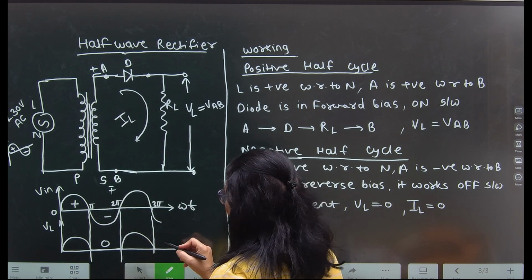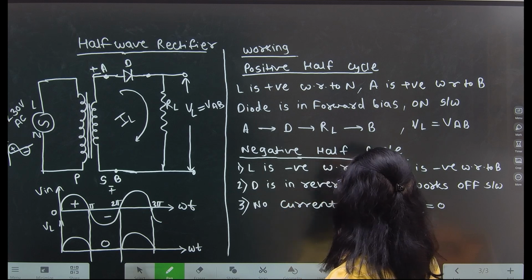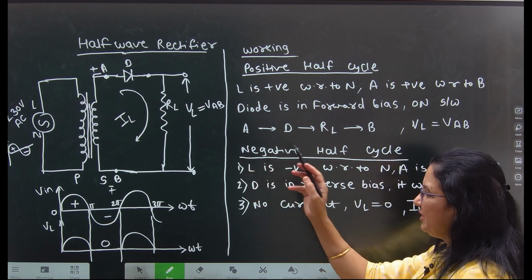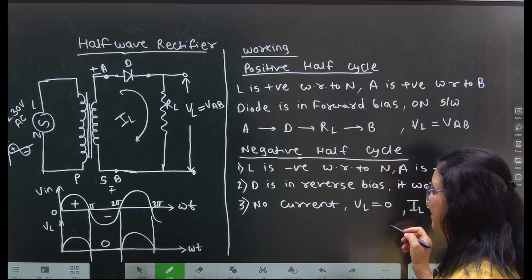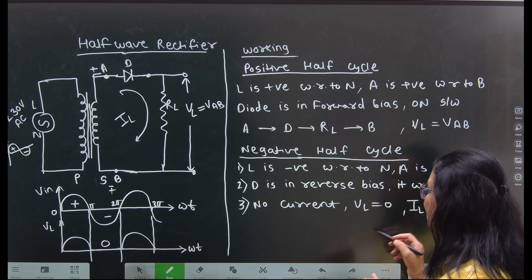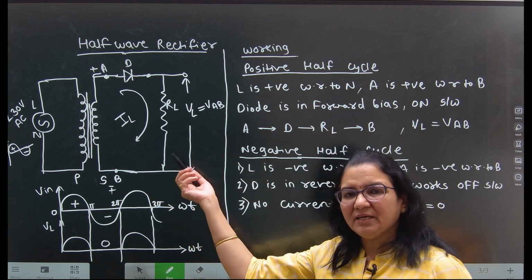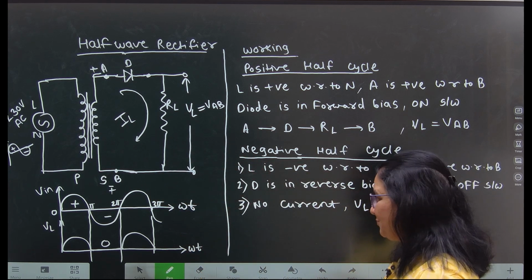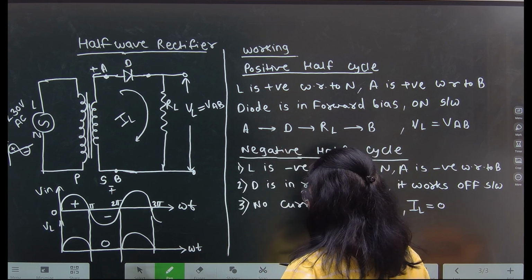In the next negative half cycle, again L is negative with respect to N. Diode D is in reverse bias. It works as an off switch and no current flows, that is IL becomes 0 and VL is equal to 0. No current will flow through the circuit, and therefore the voltage across RL is equal to 0. This is the working of the half wave rectifier.